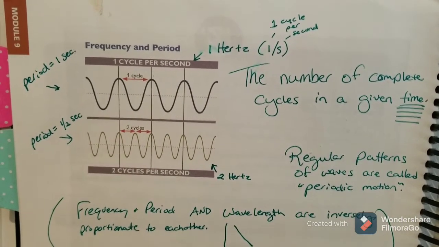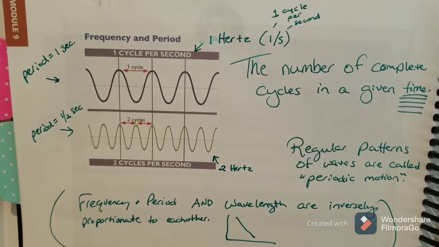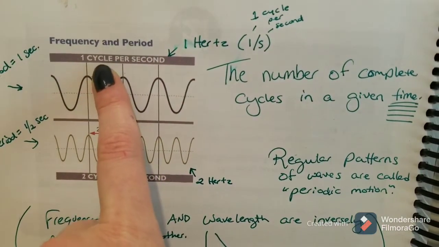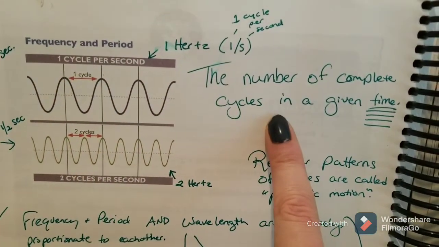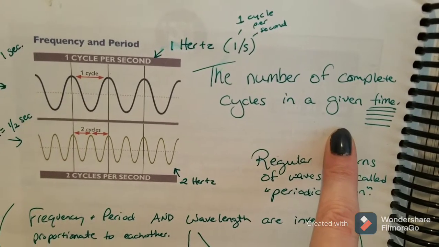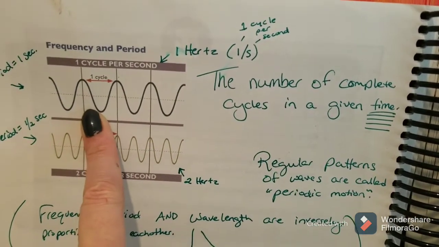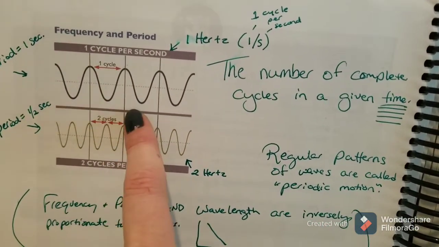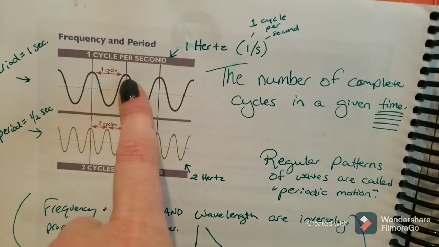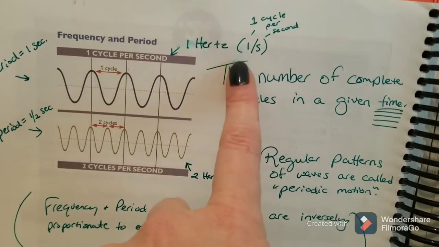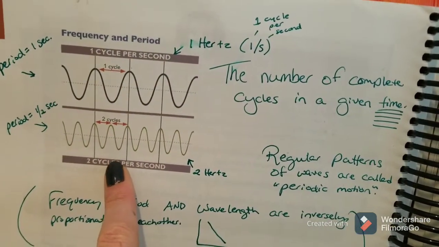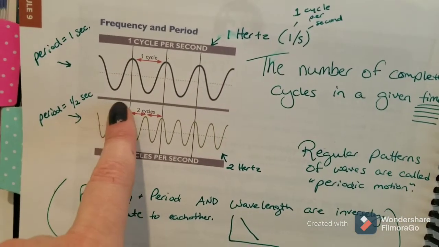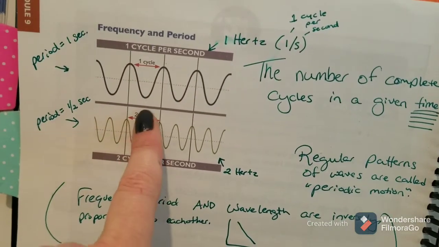All right. So let's see here. We've got lots of little details here. We have frequency and period here. So the number of complete cycles in a given time is like 1 cycle per second. Okay, so we can see if this is time, 1 second has passed, 1 cycle, one wave has happened. That's called 1 hertz. If 2 cycles happen in a second, well, that's 2 hertz. And the period can change from 1 second to half a second.